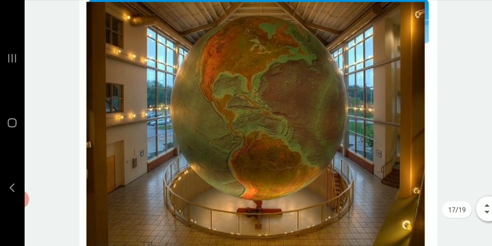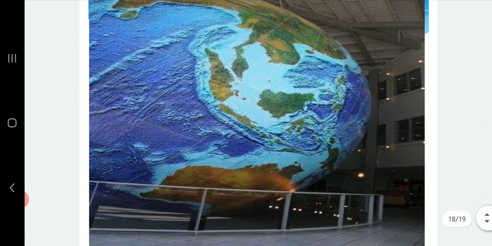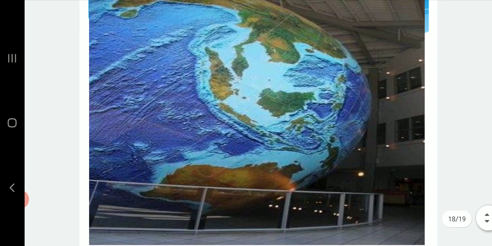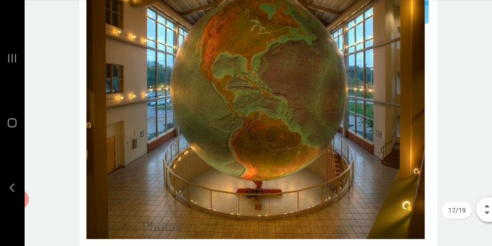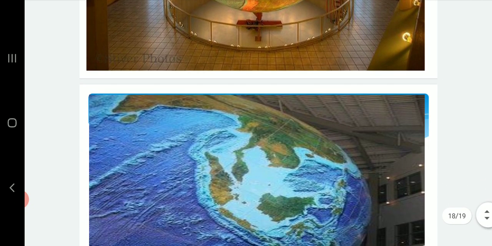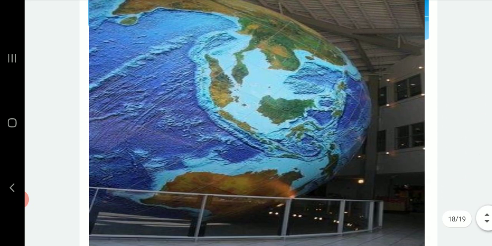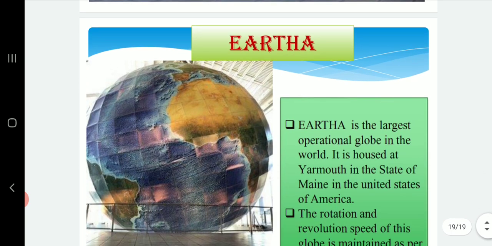The next is, you see the picture. See, this globe size is very big, right? See this also, one side of the globe, right? Now tell me, this globe is very big. Where is it, the place where it is? Identify, think. Very good. So this is Eartha.